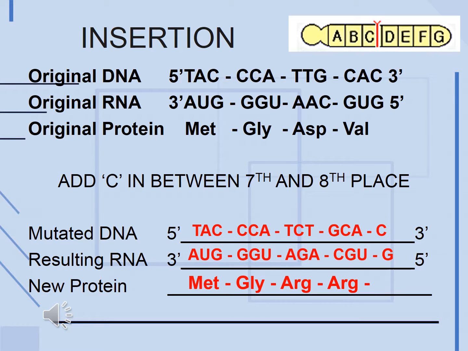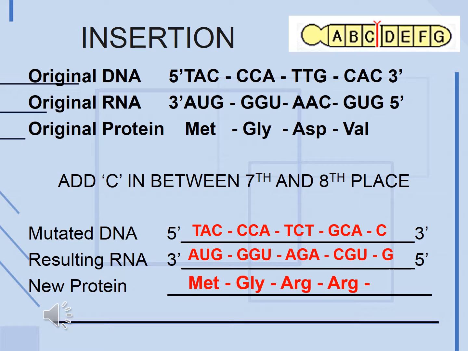So now we're going to talk about insertion. We've got the exact same original DNA, original RNA, and original protein. So that would be when there is no problem. Now, if you add, let's say, a C between the seventh and eighth place of the original DNA, you wind up with a mutated DNA that's shown down here, TAC, CCA, TCT, GCA, and then that overhanging C, that's not a triplet. So we've got a problem there.